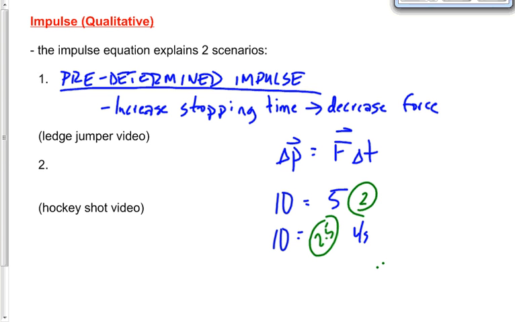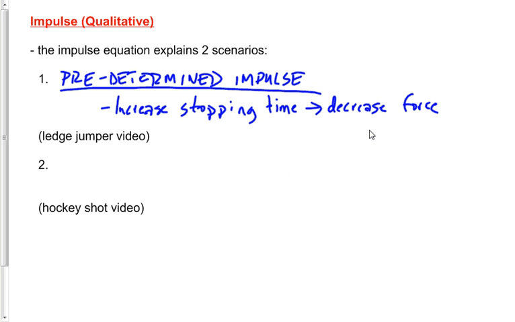Now, there is one more scenario that we talk about as well. I don't even know if this is a word, but I'm going to write it down. When we have a non-predetermined impulse, I don't think it is a word. I don't think you can hyphenate a word twice, can you? We're going to say that that's the word anyways. A non-predetermined impulse.